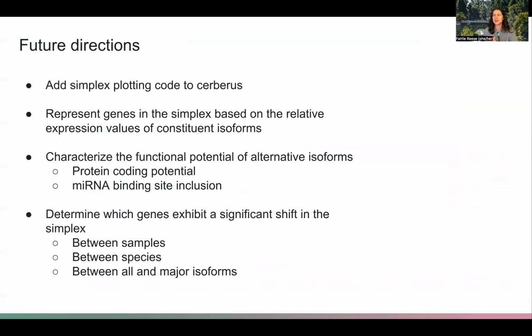Speaking of which, in the future, I'm working on adding the plotting code to generate those triangles that you saw today to Cerberus. I'm also interested in coming up with a metric to represent genes in the simplex based on the relative expression values of their constituent isoforms. That would be an alternative to the major isoforms plot that you saw. I'm also going to characterize the functional potential of alternative isoforms, including their protein coding potential and their microRNA binding site susceptibility. And similarly to what you just saw in the interspecies comparison, we're also interested in seeing how genes change in the simplex between other biological contexts, so between samples or between our all and major isoform set.